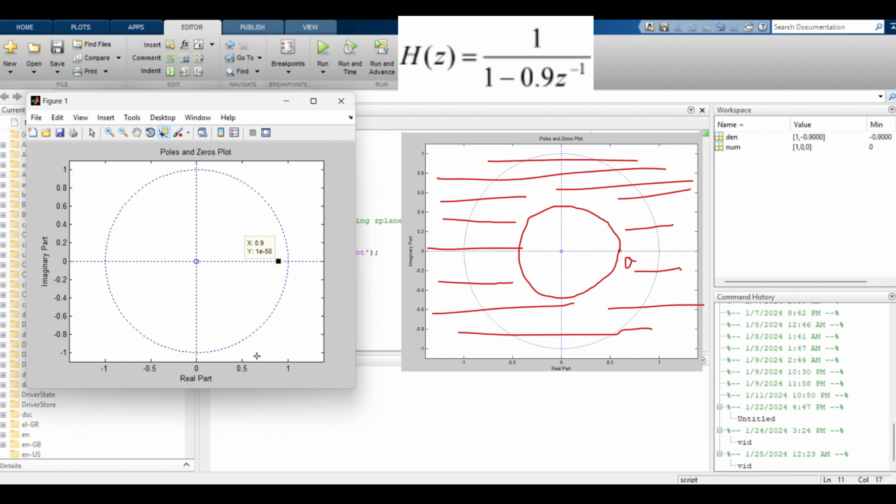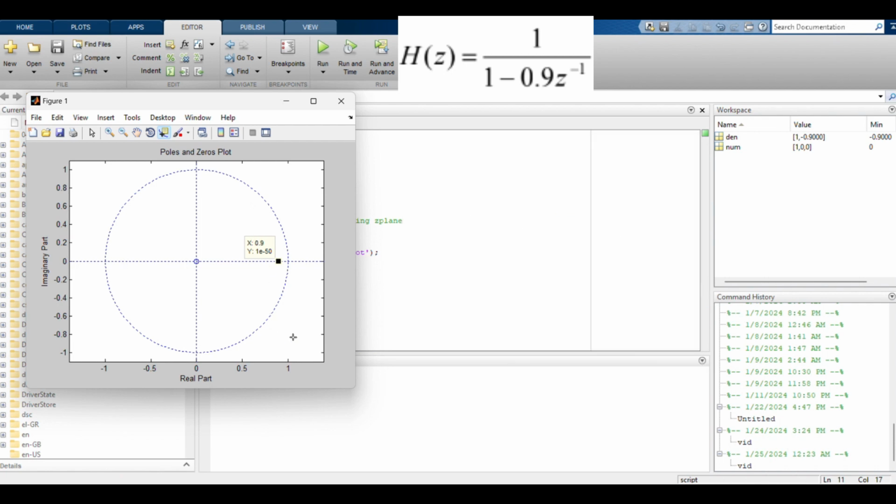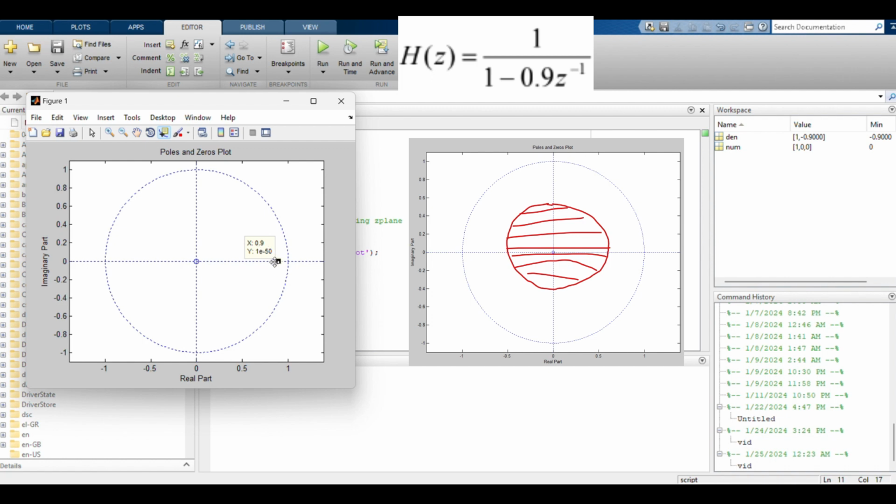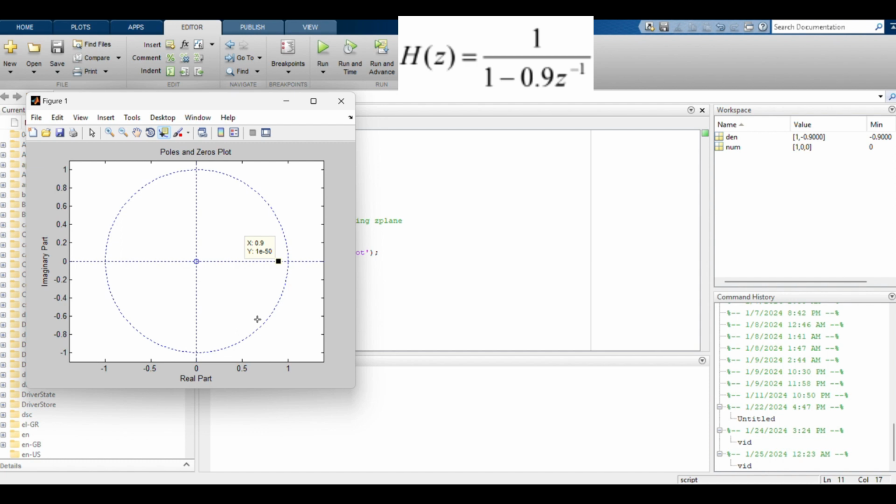For example, on the diagram given, if this is a causal system, the system will be stable. Then we move on to anti-causal. If the system is anti-causal, we take the innermost pole and shade it inwards. Again, if the unit circle does not fall in the shaded area, it's unstable. Then we move on to non-causal systems. In non-causal, we take the outermost pole and the innermost pole and we shade in between. It forms a ring. If the unit circle falls in the ring, then it is stable.